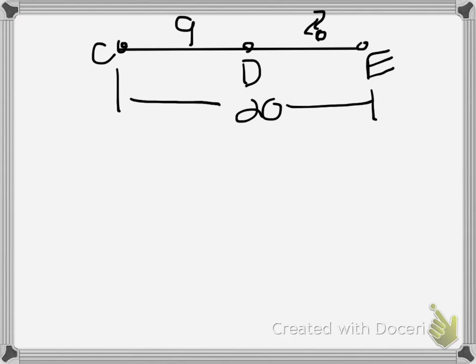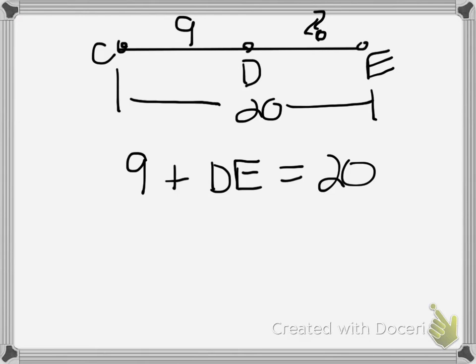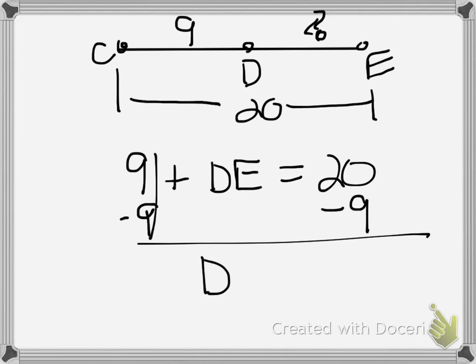So what we can do is set this up as an equation and solve it. We know that CD is 9. DE, we don't know what its value is, so I'm going to just put DE in its place. And the total is 20. Now we just have a one-step equation that we need to solve for DE. So I'm going to subtract 9 from both sides. Cancel those out, and DE equals 11. And that's our answer.